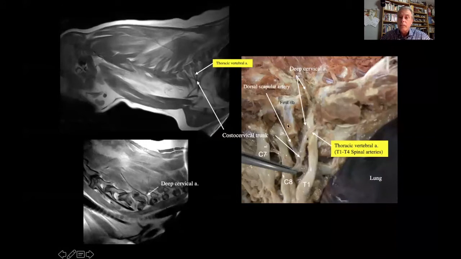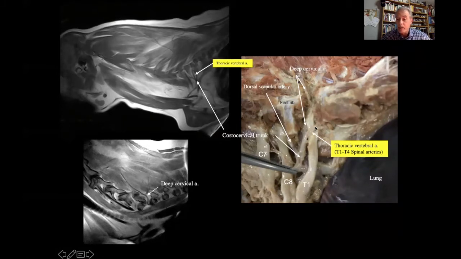The arterial supply to the first thoracic segments comes from the thoracic vertebral artery. This is a dissection on the left side. So you have some nerves that form the brachial plexus, the left subclavian artery here, and one of the branches is the costocervical trunk. There we have the costocervical trunk here. One of the branches of the costocervical trunk is the thoracic vertebral artery.